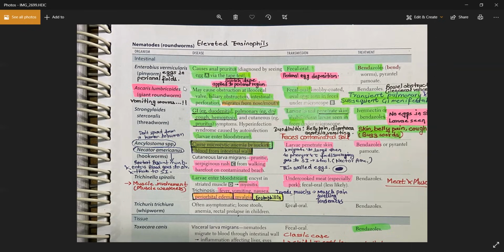Okay, they will have the shortness of breath, wheezing, spasms, and then they will have the diarrhea, the nausea, the vomiting. Okay, so Step 1 will ask you why the patient is having both the GI symptoms as well as the lung symptoms. So you will answer because of the migration of the larva.